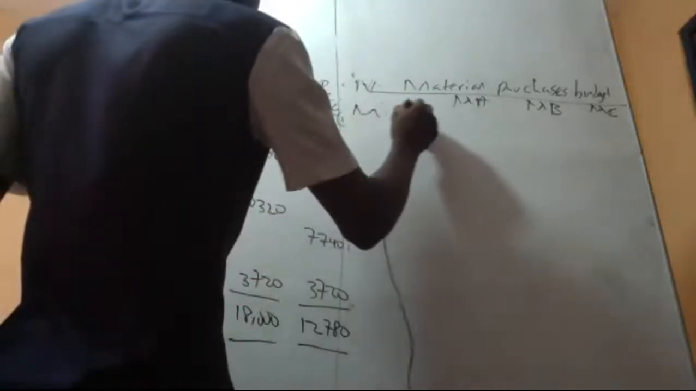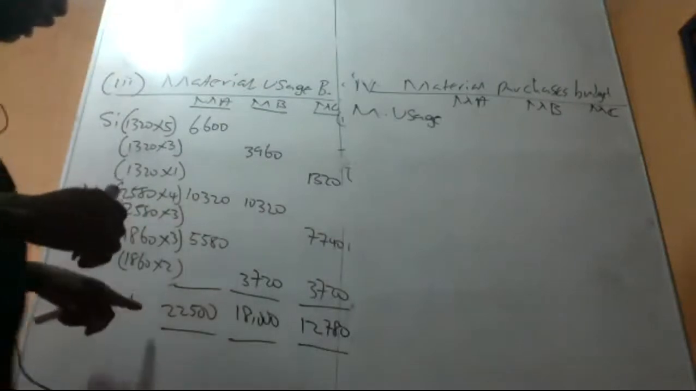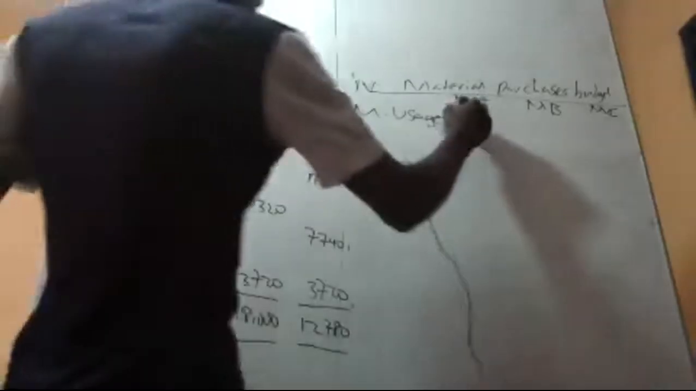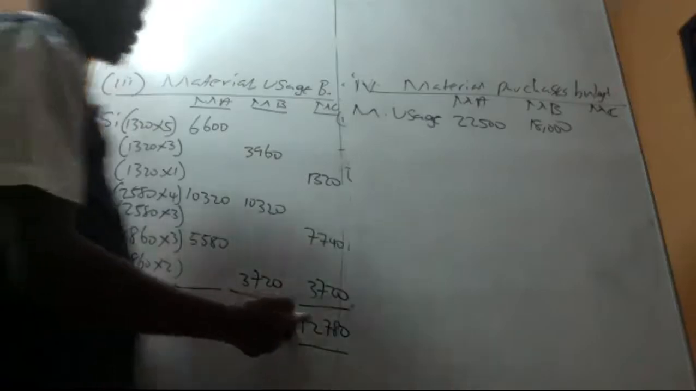Material usage, that's the requirement. I need 22,500 here. I need 18,000. And finally, I need 12,780.